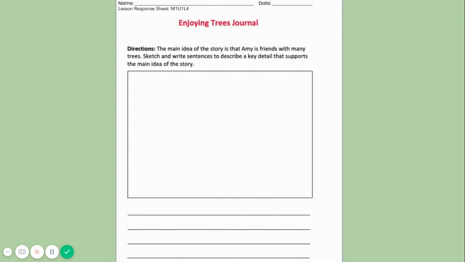So thinking about all the different ways that Amy was friends with her trees, I think what I would like to draw and write about is how Amy is friends with the pine tree. We know that Amy is friends with the pine tree because she goes there when she wants to count. She collects all the pine cones, puts them in different groups. We saw that through the pictures or illustrations in our books. So my sentence says, Amy counts the pine cones under the pine tree. That is how she is friends with that tree. That gives us more information about how she's friends with the pine tree.